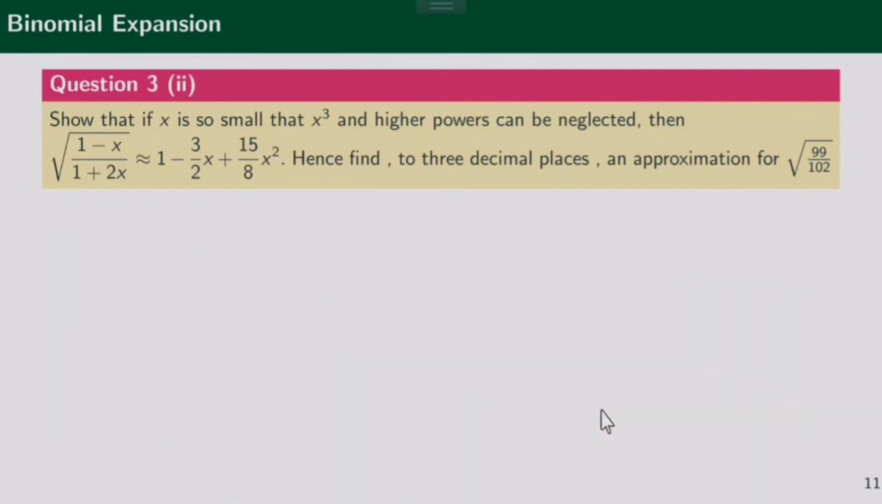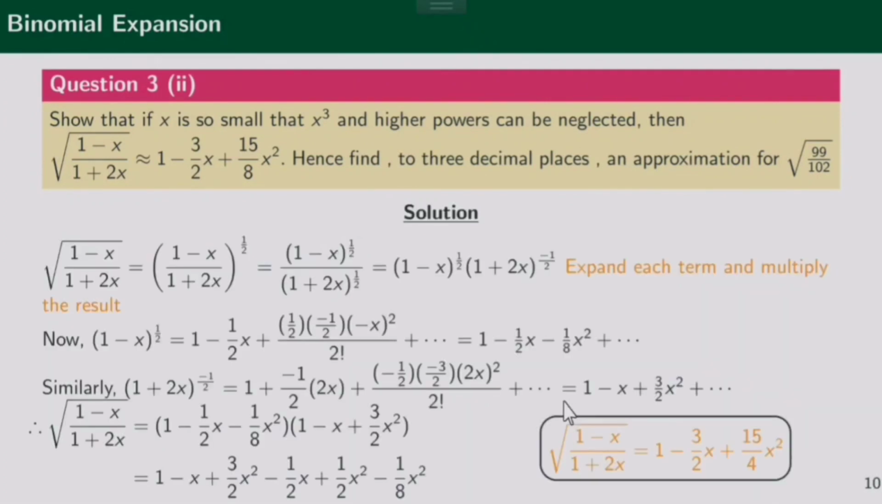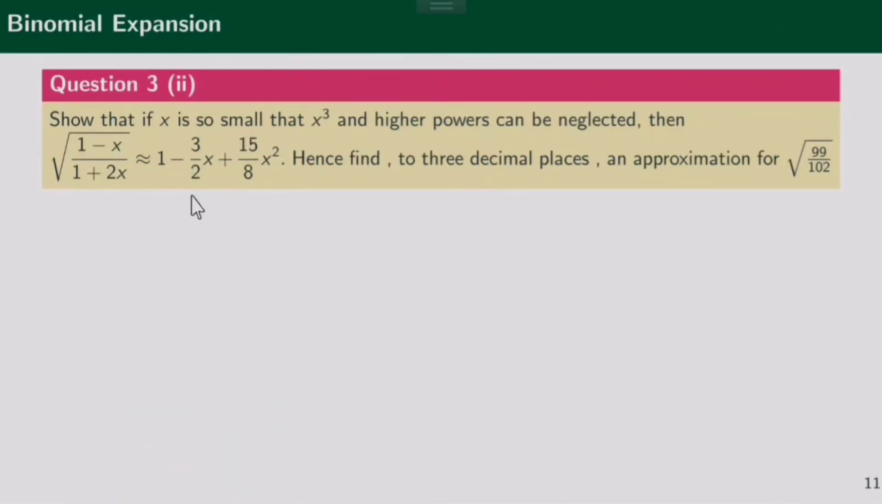So we have the expansion. Punch it on your calculator and it will give you 15 divided by 8 and not by 4. So this, of course, is supposed to be 8 and not 4. All right. So that being said and done, let's move on to the next slide.